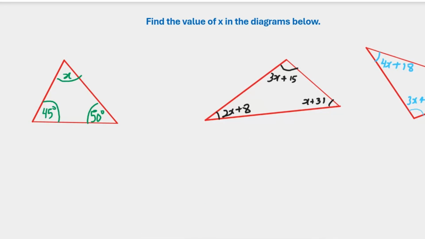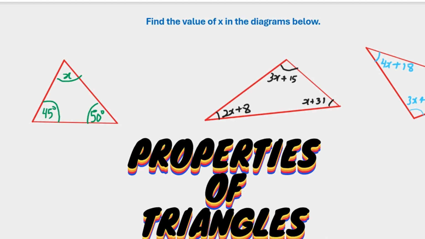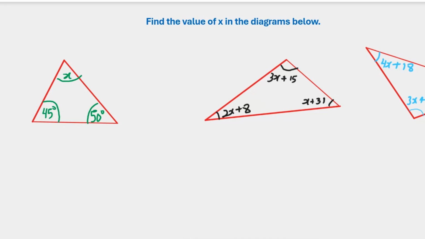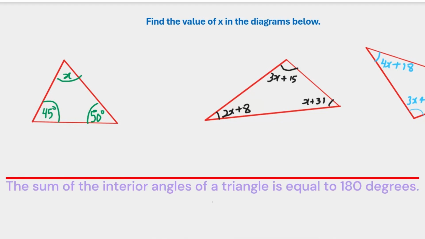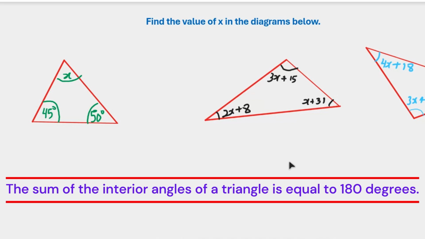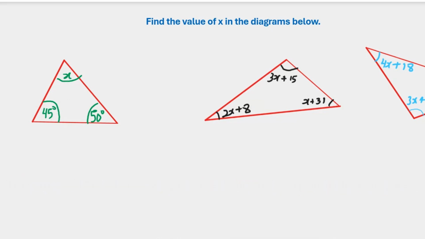In today's lesson, we're going to talk about the properties of triangles, which we begin with the basic one, that's the sum of the interior angles of a triangle. So let's begin. You have to know this property. The sum of the interior angles of a triangle is equal to 180 degrees. So these are the interior angles of the triangle that we see here. Let's begin.